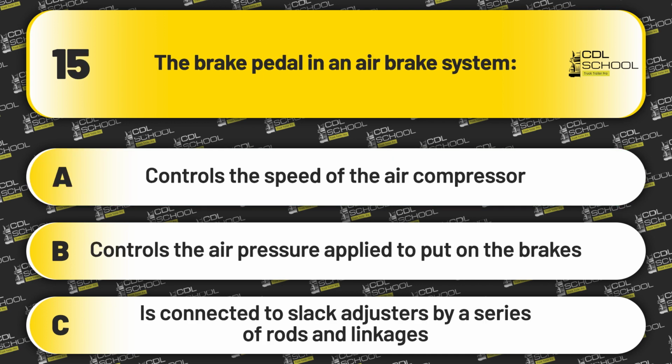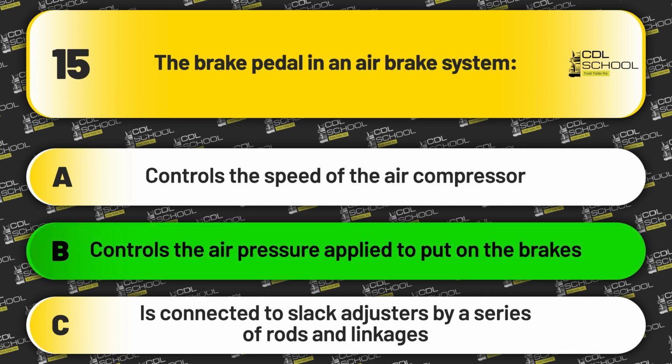The brake pedal in an air brake system. A. Controls the speed of the air compressor. B. Controls the air pressure applied to put on the brakes. C. Is connected to slack adjusters by a series of rods and linkages. The correct answer is that the brake pedal in an air brake system controls the air pressure applied to put on the brakes. The correct answer is B. It controls the air pressure.